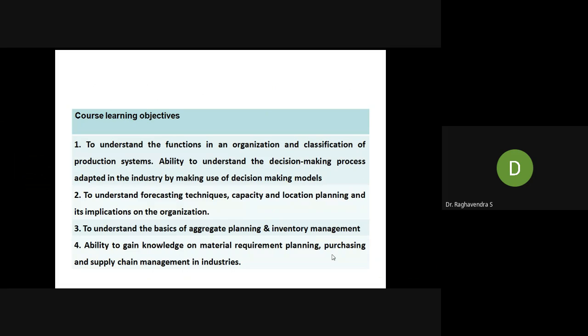So let us see the objectives: to understand the functions in the organization and the classification of production systems, and the ability to understand decision making. Whenever you start any company, whenever you work in any company, you need to take certain sets of decisions. All these decisions will be learned from this subject. The outcome of this subject is to understand the forecasting techniques, capacity, location plan, the basic aggregate planning, inventory management, and overall to gain knowledge on material requirement planning, purchasing, supply chain. These are the objectives we are focusing on in this subject.